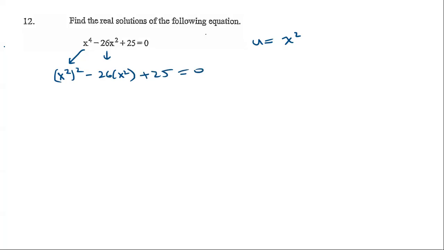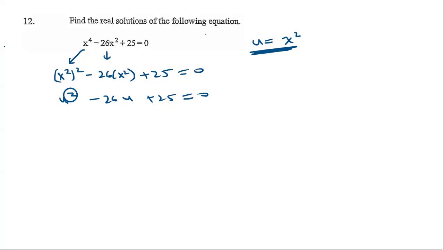So now what I need to do is, I said that u was equal to x squared. So anytime I see an x squared, I'm going to replace that by u. So this will be u squared minus 26u plus 25 equals 0. Now this is something I know how to do. This is a power of 2, and I can factor this.